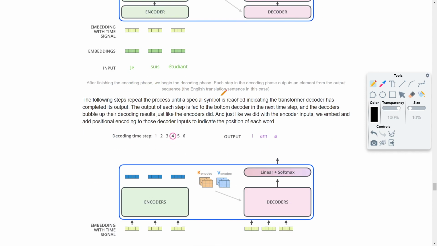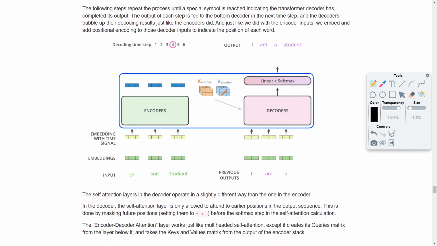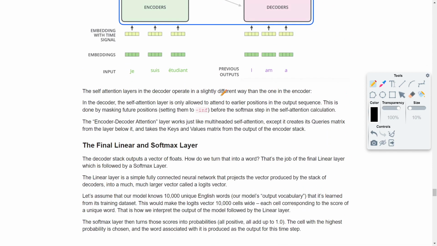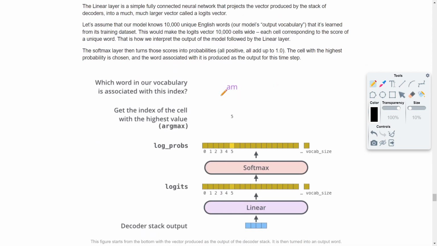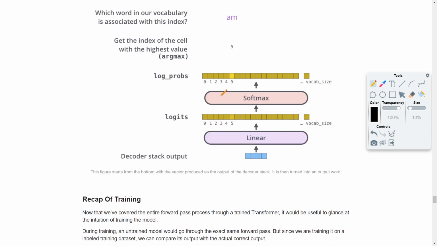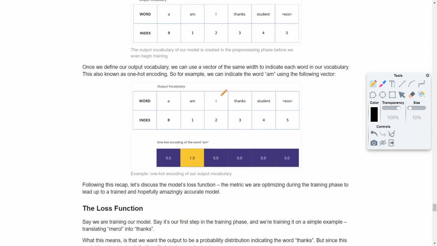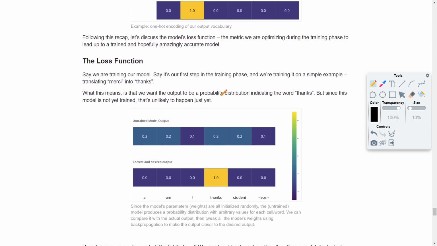Then finally, understanding the decoder side, this is how exactly we get the output word by word. And once we get an output, we determine which word it is, and from that we find the loss and try to reduce the loss to get the best output from our transformer models.